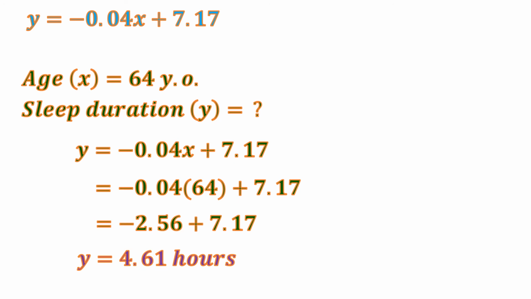So the expected sleep duration if you reach 64 years old will be only 4.61 hours. But again, this result is not reliable because we are using fictitious data that I have just made for the sake of our example. So that's it. That is how to solve simple linear regression.